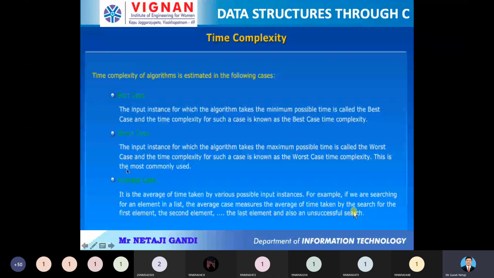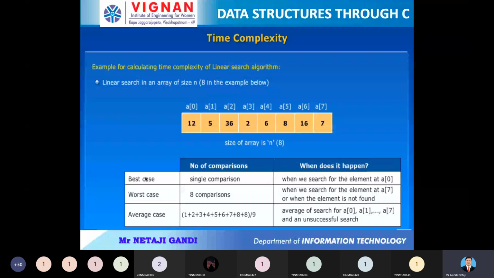What is the best case time complexity? What is the worst case time complexity? What is the average case time complexity? Suppose I take one example here. This is called an array. How many elements are there in this array? 8, sir, 8 elements are there. Please try to interact. Anyway, 8 elements will be there.